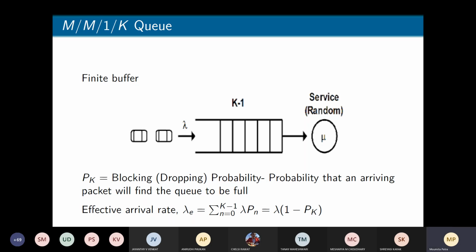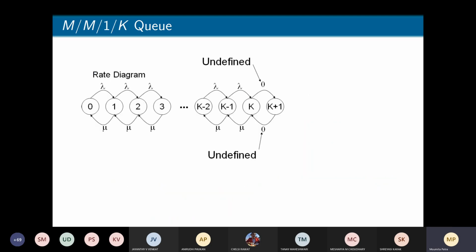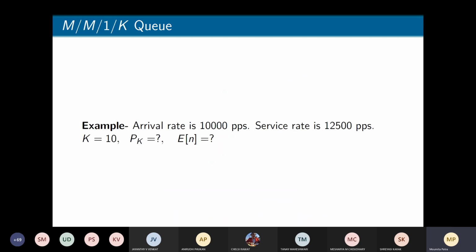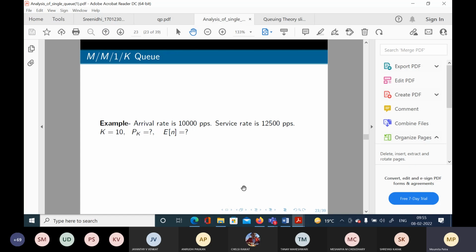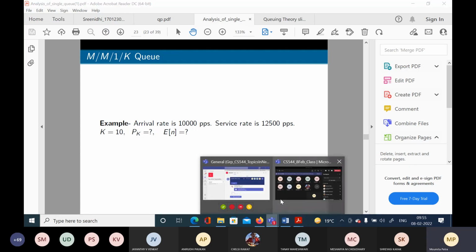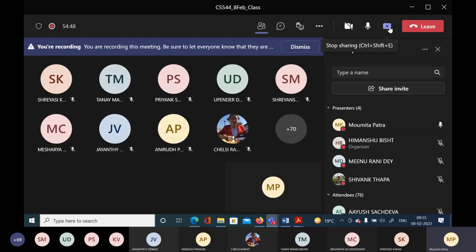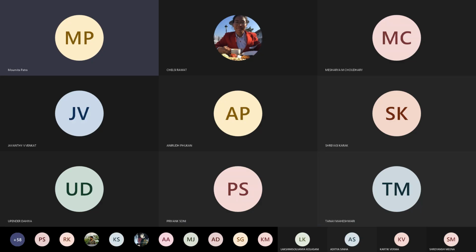I think I am out of time. It's already 9:55, so I will not get further into MM1K because this is a full derivation. Day after tomorrow we will do MM1K, and then we will start with MMMQ, that is you have M servers, and then we will do some numericals. This is going to be interesting. I hope that you understood today's class well.